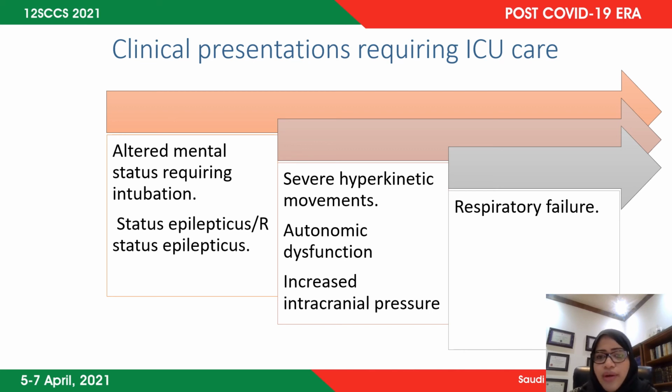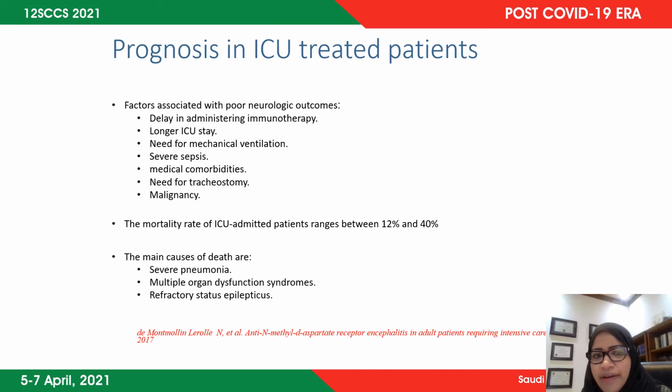indication for ICU care. Regarding prognosis in ICU-treated patients, factors associated with poor neurologic outcomes are delay in administering immunotherapy, longer ICU stay, and the need for mechanical ventilation. Associated comorbidities and severe sepsis, the need for tracheostomy, and malignancy were all factors associated with poor neurologic outcome in patients with autoimmune encephalitis who required ICU admission.